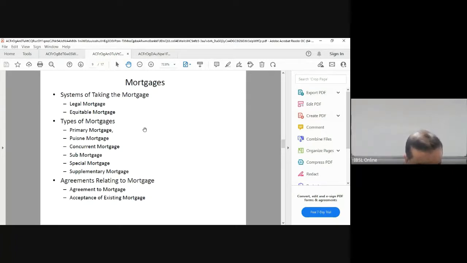Special mortgages happen in certain cases. But supplementary mortgages, if you are not happy with one mortgage, you might ask for some other additional mortgages for supplementary mortgage. And there is another additional mortgage bond. Additional mortgage bond will be signed if there is a problem with the primary mortgage bond, error correction or something, that you will sign an additional mortgage bond.